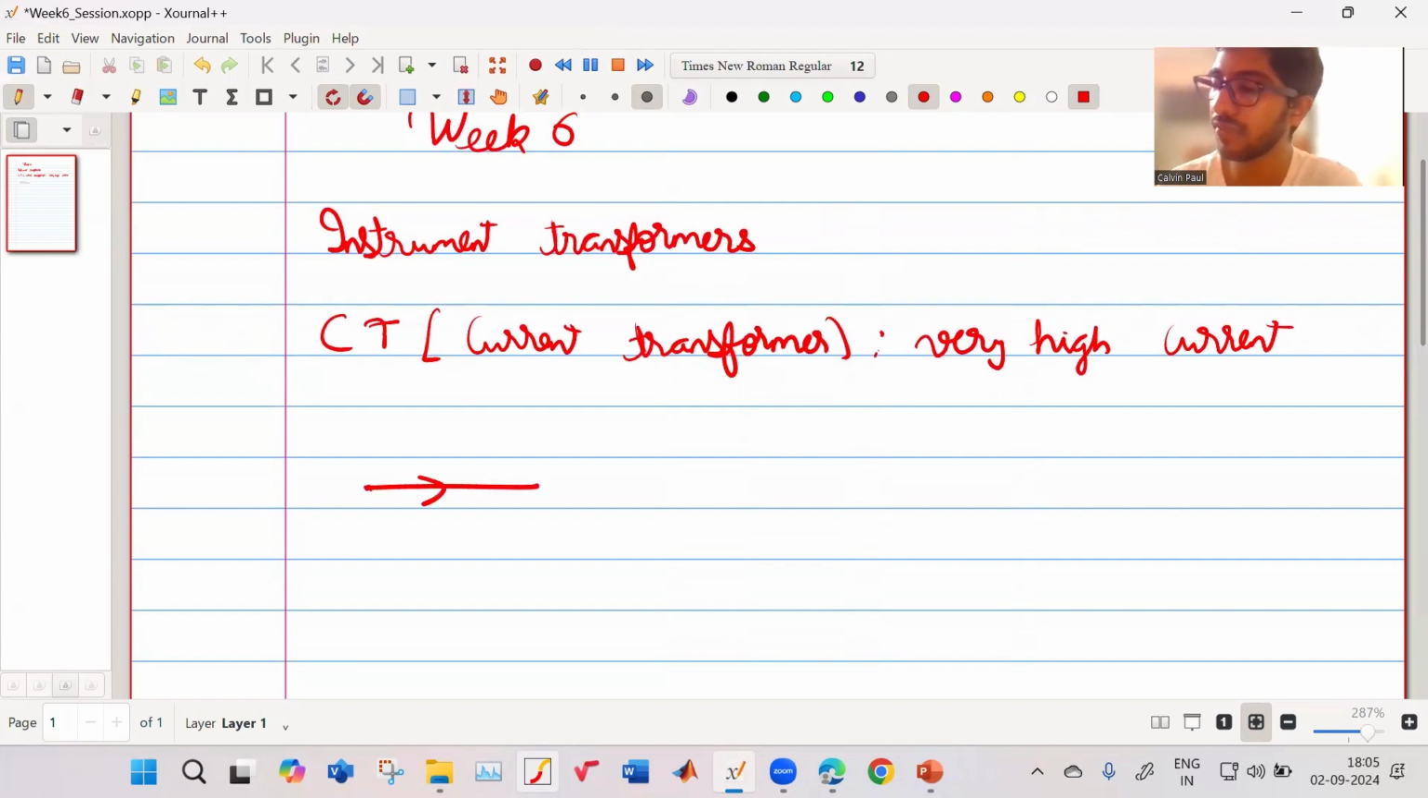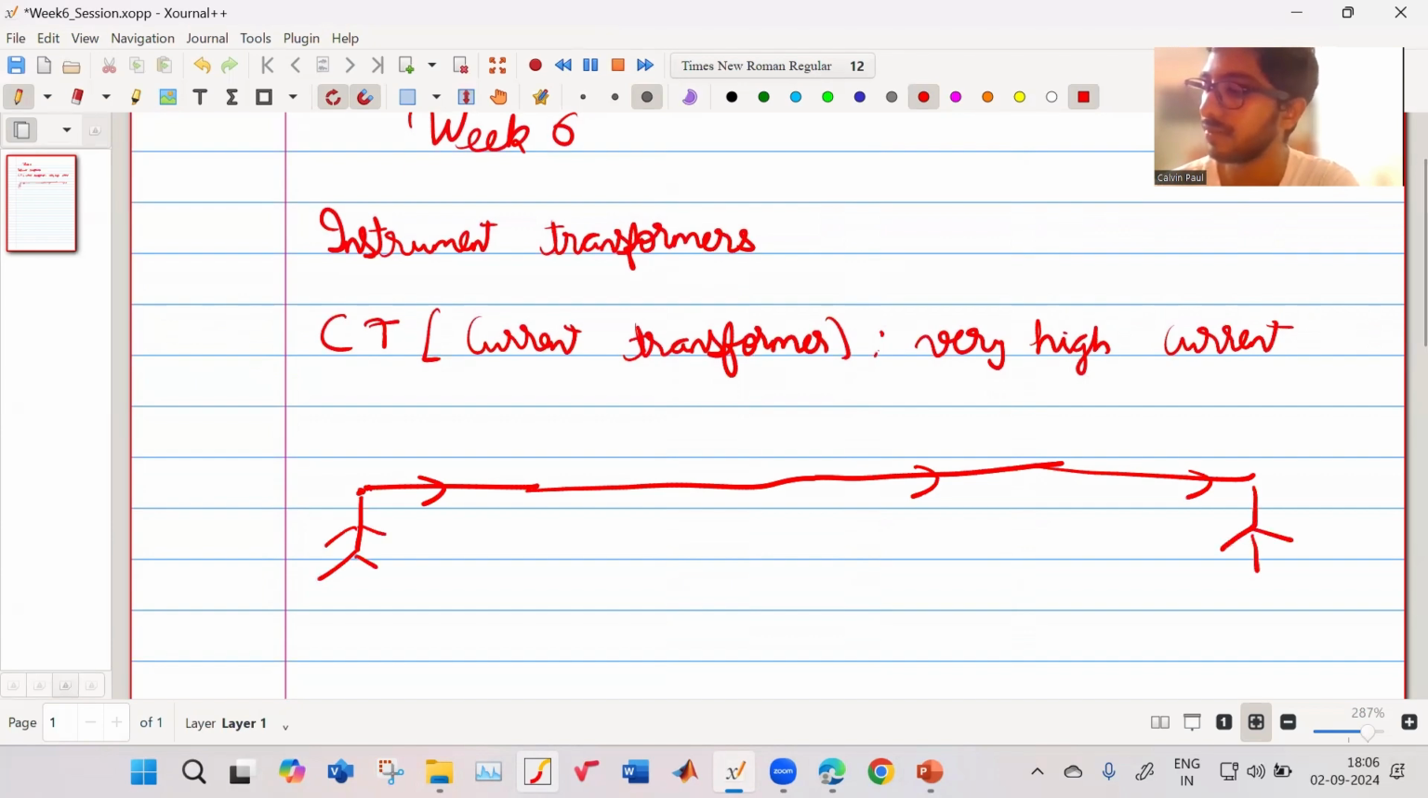So suppose we have a current flowing through a line. Let us say from one transmission line to another transmission line, there's a huge, large amount of current flowing. Let us say around 1 kiloampere current is flowing. Now we need to measure this current. So for what purposes would we require to measure current? Can anyone tell?